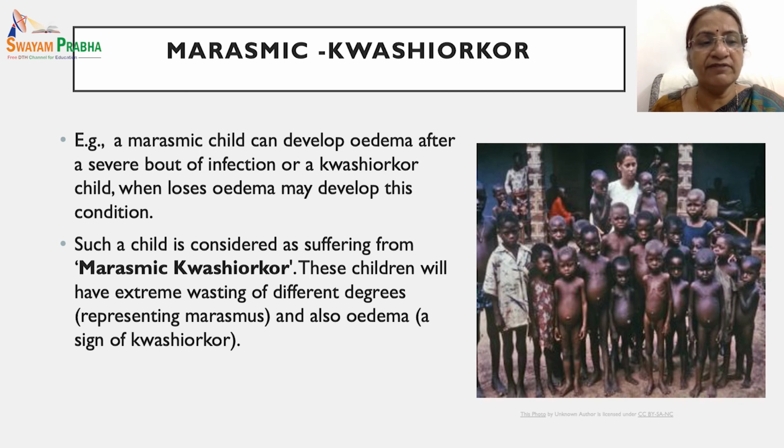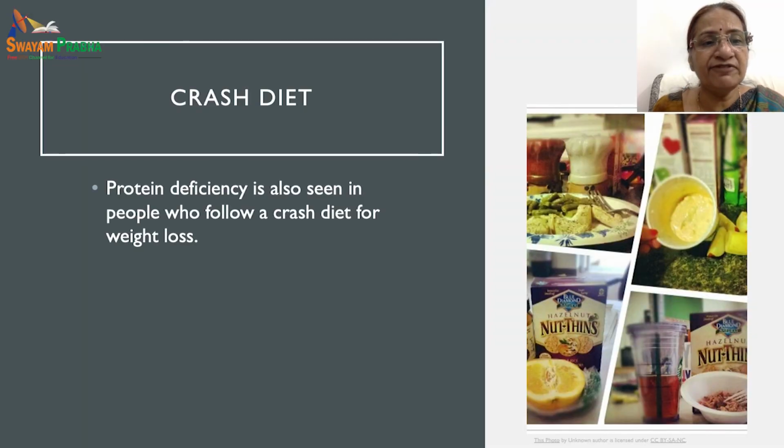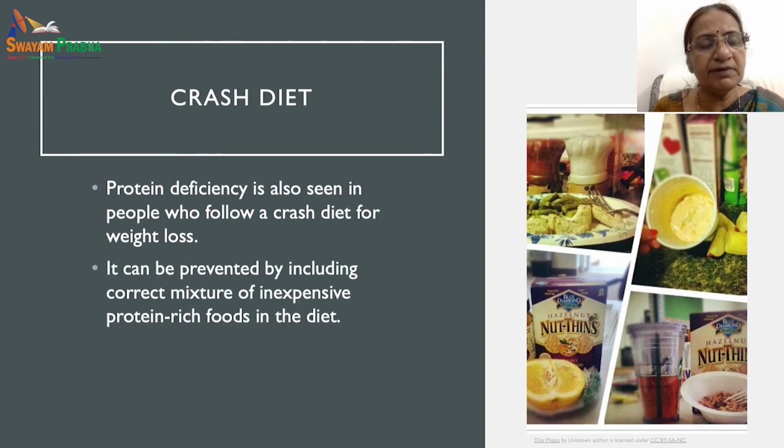Such a child is considered as suffering from marasmic kwashiorkor. These children will have extreme wasting of different degrees representing marasmus and also edema, a sign of kwashiorkor. They may also manifest some hair changes and often diarrhea. Now, protein deficiency is also seen in people who follow a crash diet for weight loss. It can be prevented by including the correct mixture of inexpensive protein rich foods in the diet.